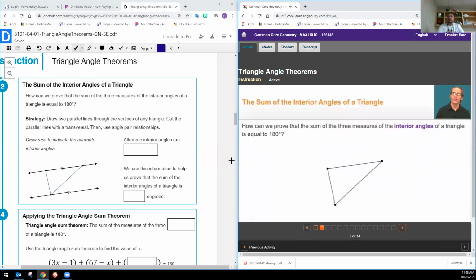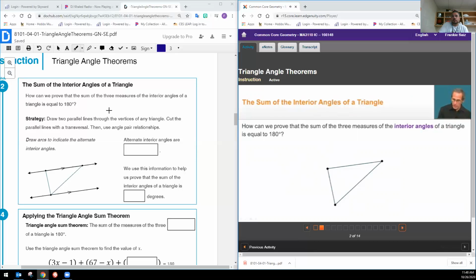Recall, interior angles are angles that are formed inside of a figure by adjacent sides of a polygon. Consider the interior angles of any triangle. How can we actually prove that the sum of the measures of the angles in the triangle is 180 degrees? Well, we use Euclidean geometry.